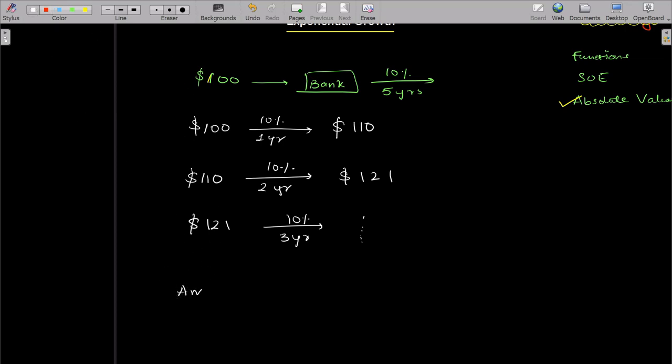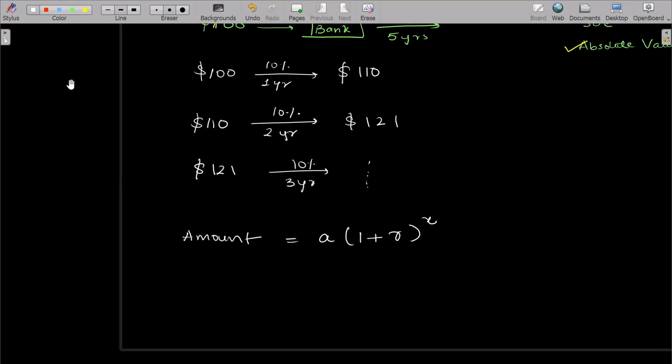So your amount is equal to a times 1 plus r raised to x. Now let's see what is a, what is r, what is x. a is the initial amount that you deposited, so the $100. So that's the initial amount. r is the rate of interest that you're getting, the 10% rate of interest, and x is the time period.